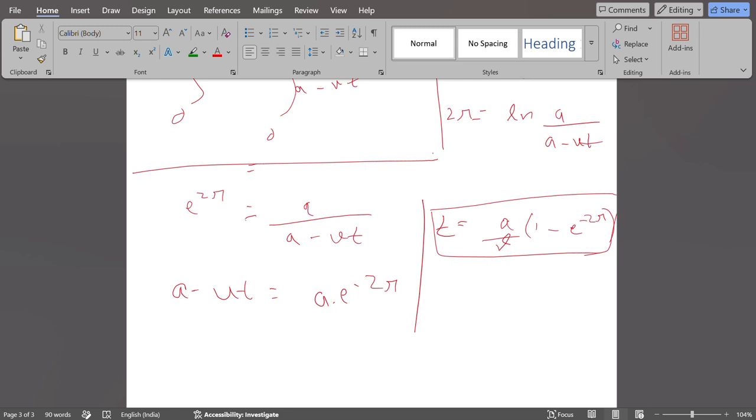So this is the time taken by the particle to complete one revolution around the center of the square. They are asking us the distance covered. Distance, we know, is speed into time, multiplied by speed v. So the distance equals a into 1 minus e to the power minus 2 pi. So that's the answer. That's it.